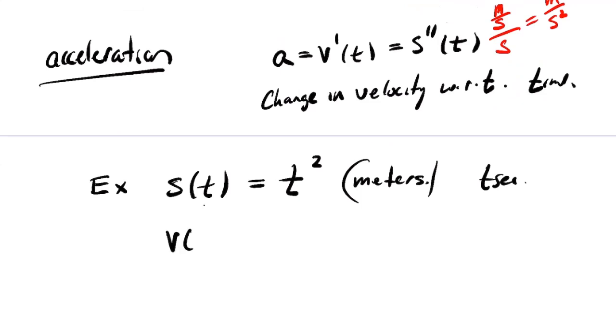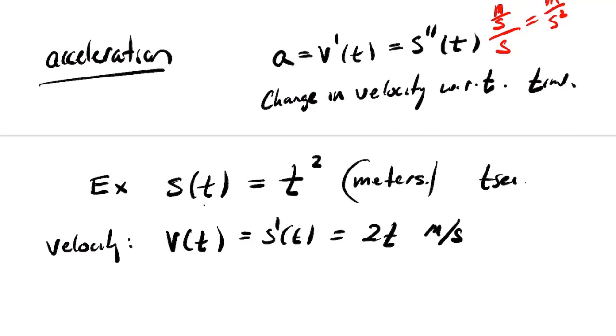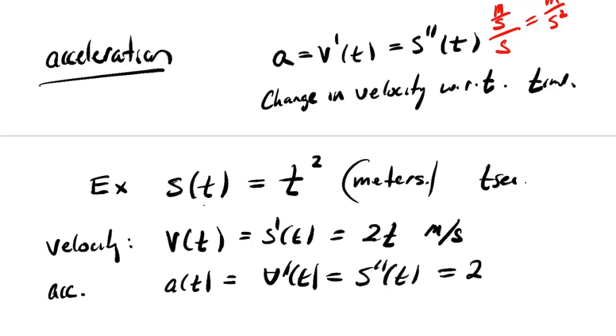What's my velocity? v is the derivative of position. It's 2t, and that's in meters per second. So at 1 second, I'm going 2 meters per second. At 2 seconds, I'm going 4 meters per second. I'm picking up speed. The velocity here is equal to the speed because it's positive. And what about my acceleration? a of t is the derivative of v. It's the second derivative of s. We computed that above. It's 2. What are the units? Meters per second squared. So I have constant acceleration if I'm moving like this.